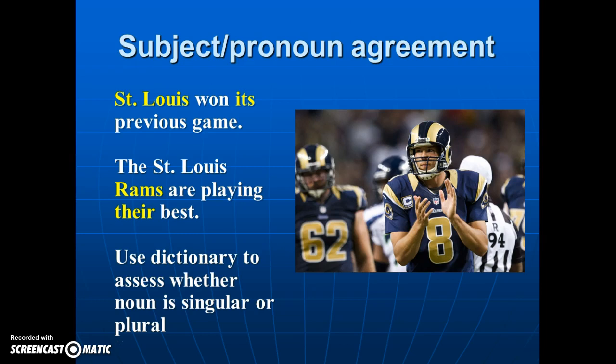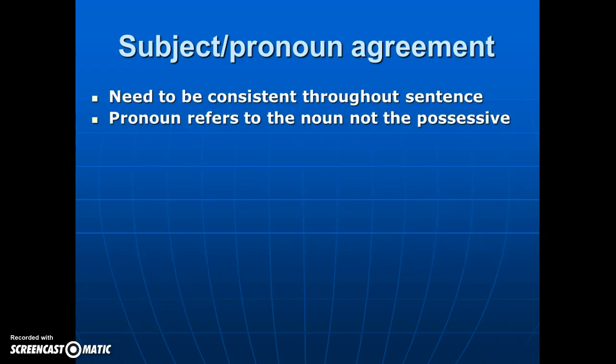Similar with subject-pronoun agreement, this comes up a lot in sports. So if it's a city, we treat it in AP Style as singular. So "St. Louis won its previous game." It wouldn't be "their" because you're referring to the city, the single unit, a singular noun, the team. Whereas if it's the Rams, that's a collection, plural, of players. "The Rams are playing their best." It's also best to use the dictionary to assess whether the noun is singular or plural, so you're sure that you have that exactly right.